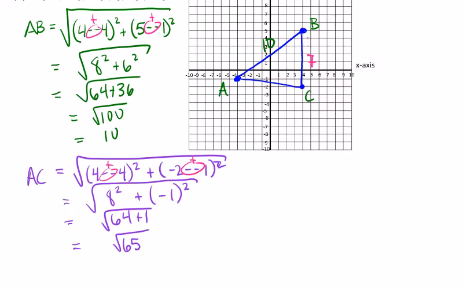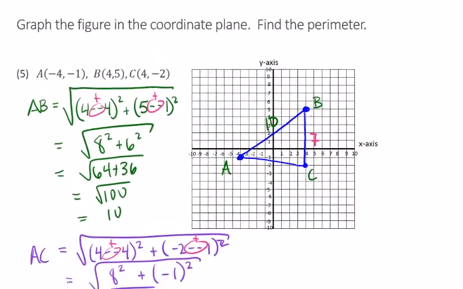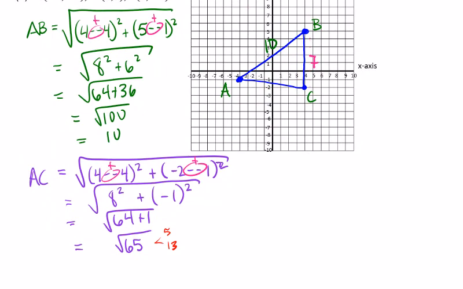Now 65 can be broken down. It's not a prime number, but it's 5 times 13. So those are both prime and they don't match up. They don't pair. So this is as simplified as we can get, right? So once again, if they said to round, we would get a decimal value for root 65, right? We could just plug it into our calculator and find the approximation. It'd be 8 point something. But since they don't say to round, I'm going to keep it exact.